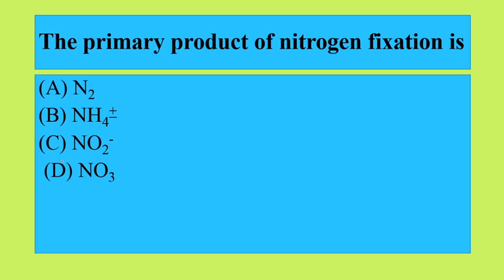Now the primary product of nitrogen fixation is... I hope you must have studied nitrogen fixation since class 12. You must be very well familiar with this particular topic, and this is a very important topic that has been asked several times in your GATE exams. Almost every year, questions from this topic have been asked. So you have to tell whether dinitrogen, ammonia, nitrogen dioxide or nitrate is the primary product of nitrogen fixation. Ammonia is the primary product of nitrogen fixation, which is the option B over here.